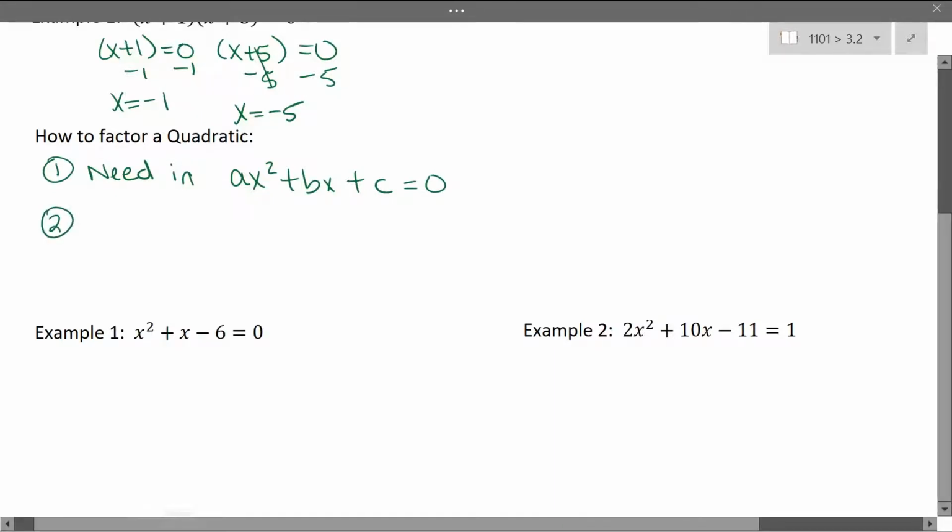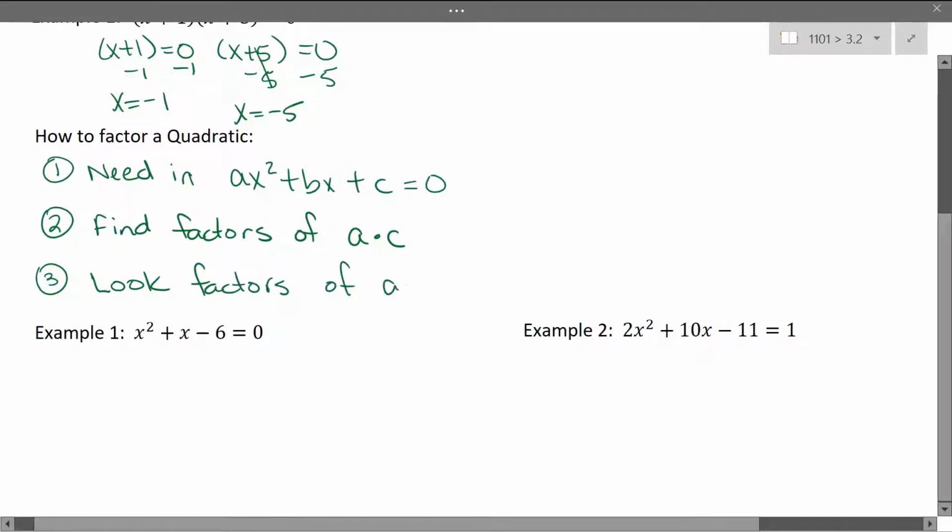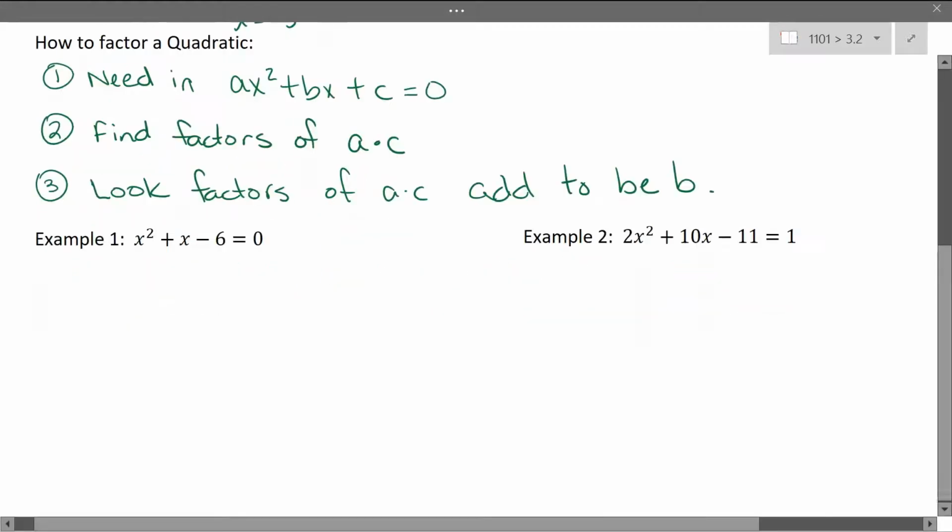Next, we need to find our factors of a times c. And then next, we look at which factors of a times c add to be b. So let's look at a couple of examples to see how this works.